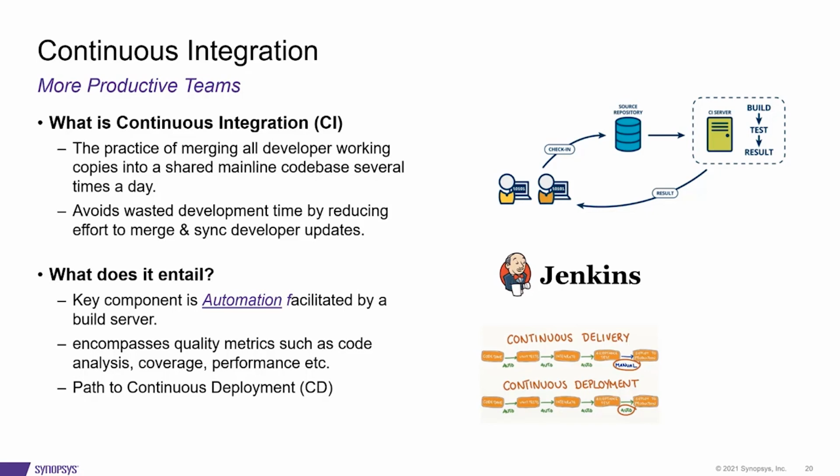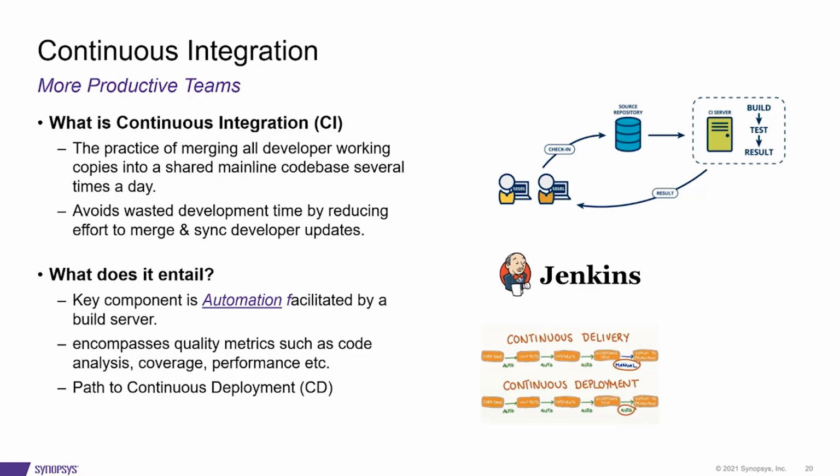Ideally, we need to ensure that after every submission, the codebase builds and all the tests we have execute without failures. This is where a build server application like Jenkins comes into the picture. As well as build and test automation, quality metrics such as code analysis, coverage, and performance can also be measured, giving an overall picture of your product's health.